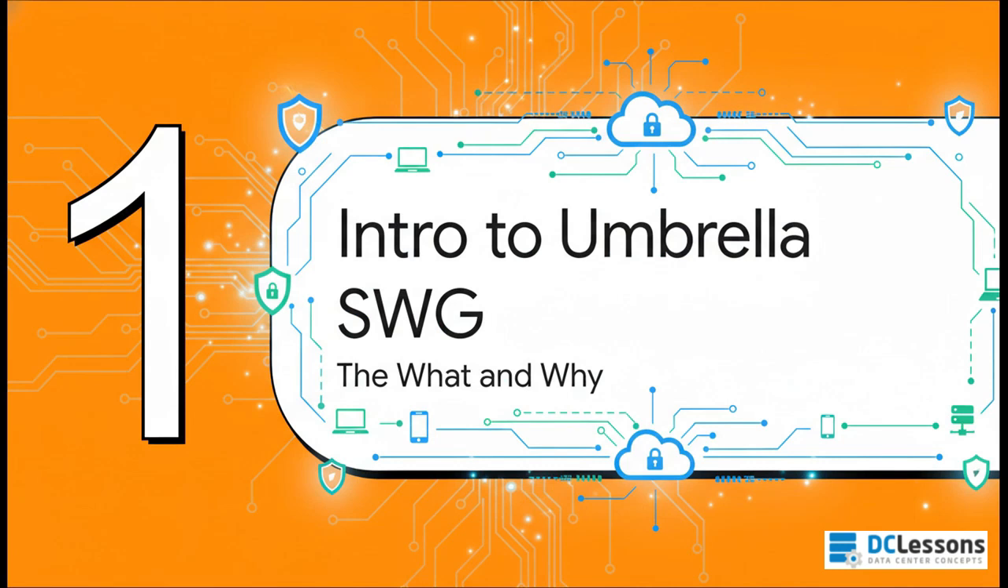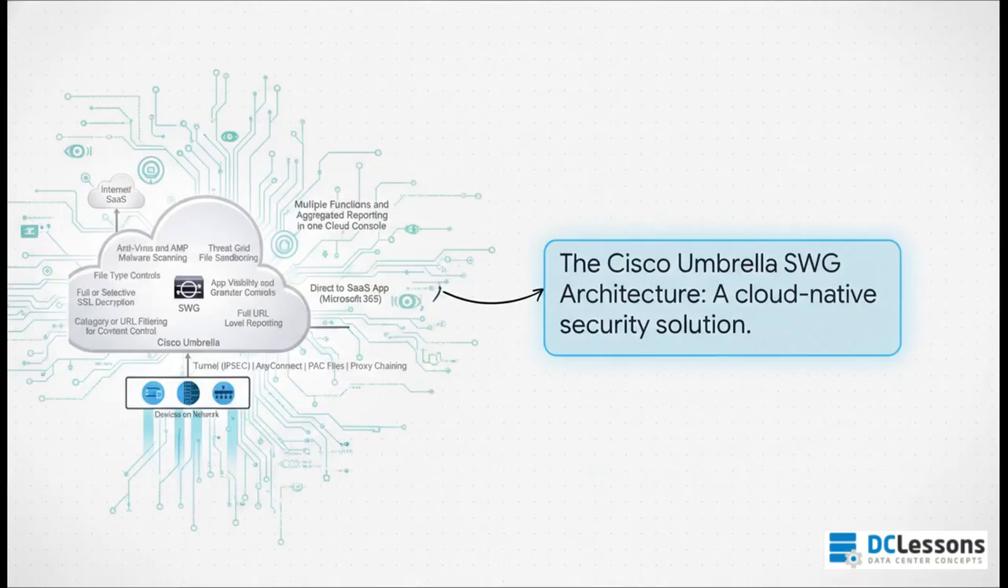Okay, first things first, let's start with the absolute fundamentals. What exactly is a secure web gateway? And where does it fit into your security stack? So, at its heart, the Umbrella SWG is a cloud-native security service. So you can forget about having a physical box on-prem. Instead, all the devices on your network, and it doesn't matter if they're in the office or working from a coffee shop, they all connect to the Umbrella cloud.